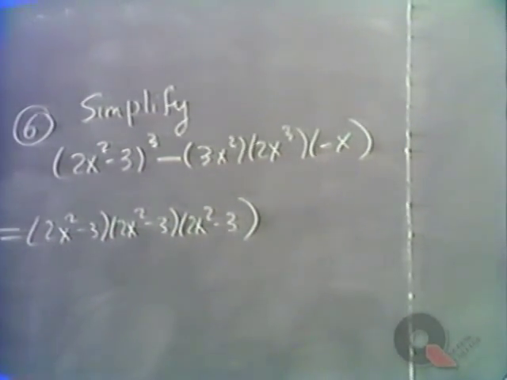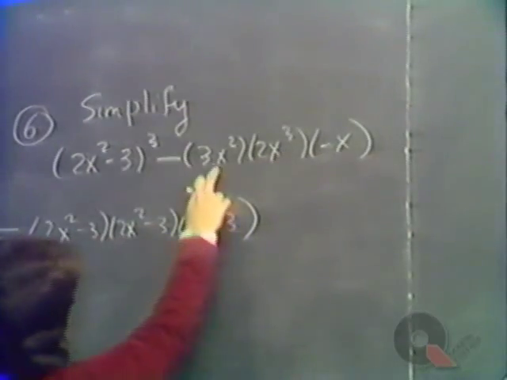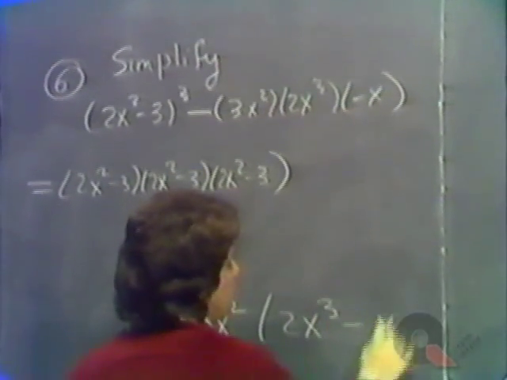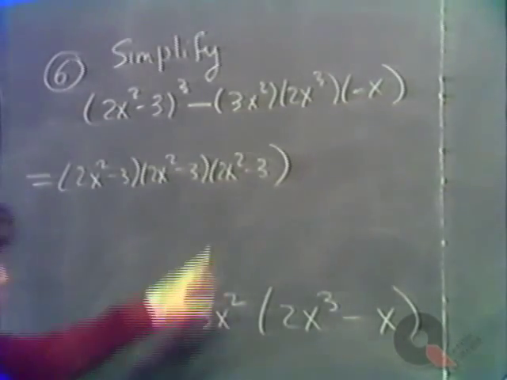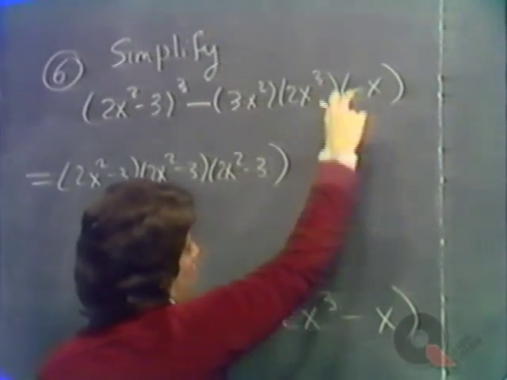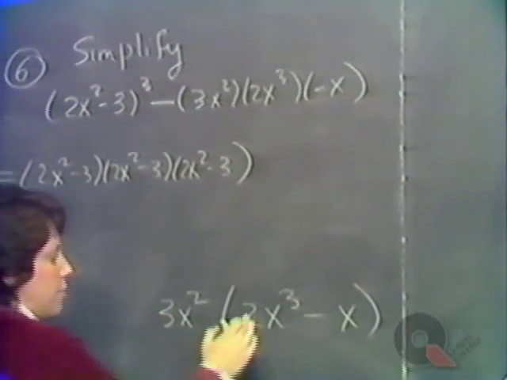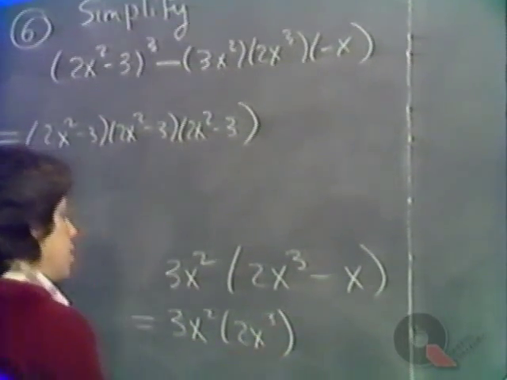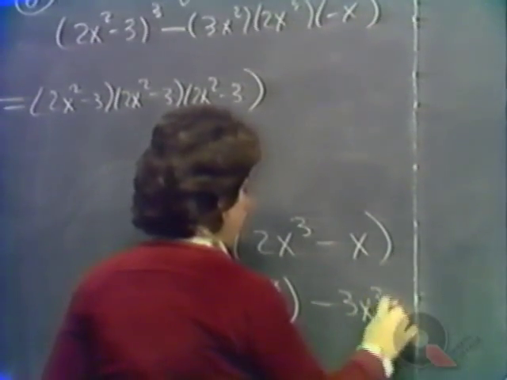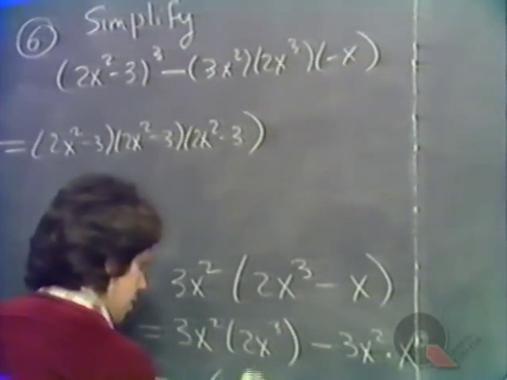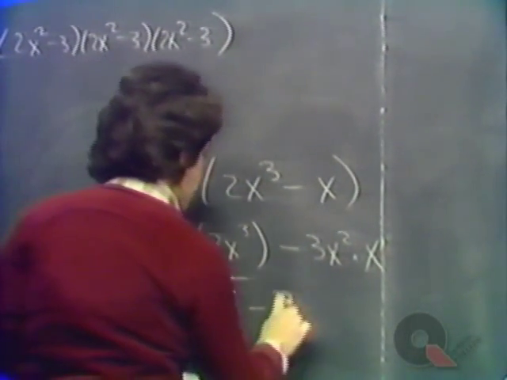Now, some people, when they learn the distributive law, get carried away. They just sort of like to distribute everything. I want you to understand that if this had said 3x squared times 2x cubed minus x, in other words, we didn't have the parentheses here and here, this would mean this times like a times b plus c. We would have to distribute it. This would be 3x squared times 2x cubed minus 3x squared times x. And we would have had 6x to the 5th minus 3x cubed.